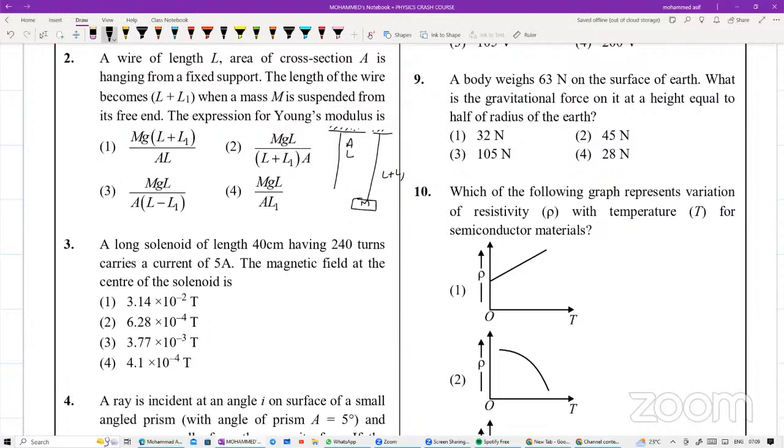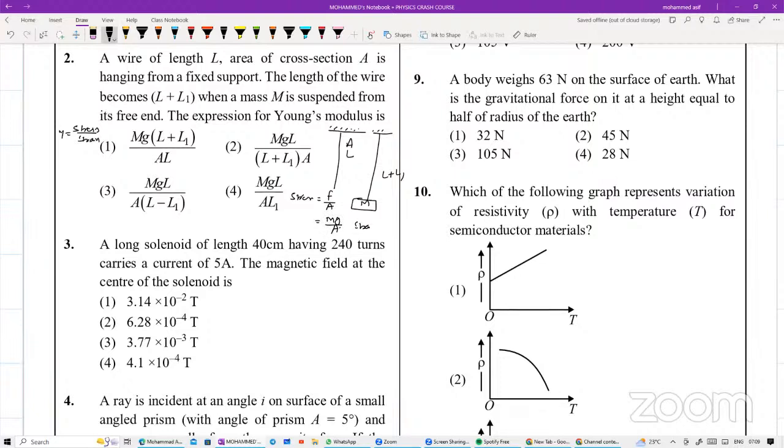Young's modulus का फॉर्मूला क्या है बेटा? Y is equals to stress divided by strain. ठीक है? स्ट्रेस क्या होता है बेटा इसमें बताइए? Stress is equals to force by area. Isn't it? So it is equals to mg divided by A.